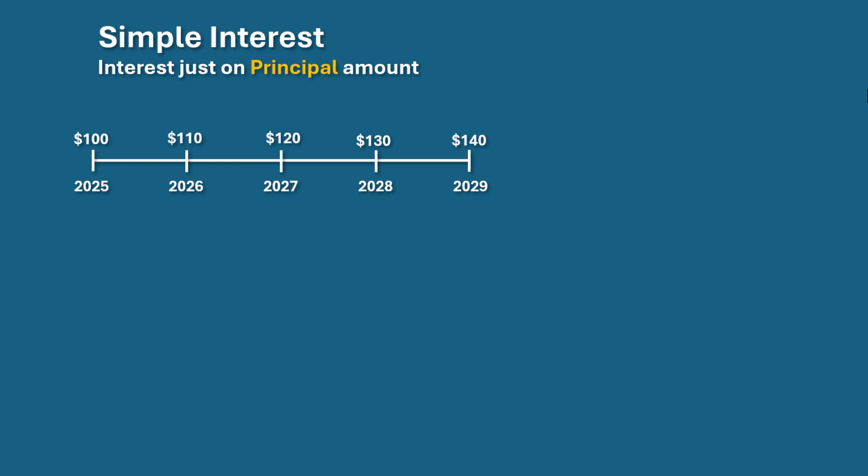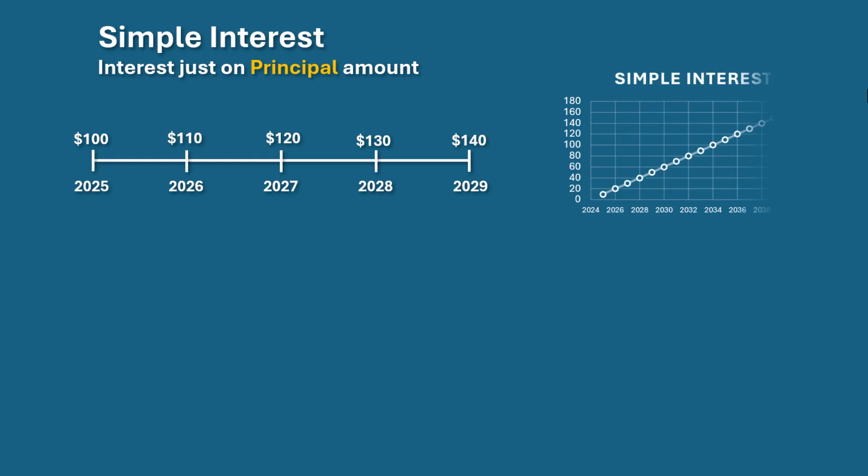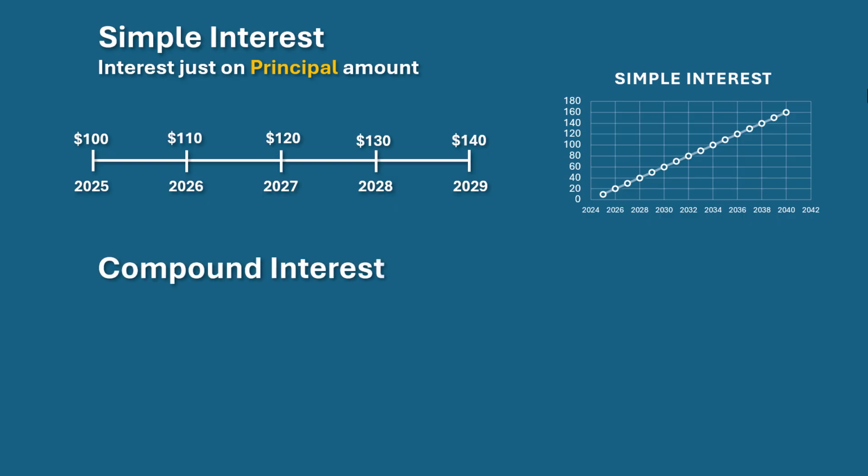In simple interest, the interest is applied only on the principal amount. The graph of simple interest is linear. Now let's understand compound interest. Compound interest can be defined as interest on the principal amount plus interest on the interest from each period. In other words, interest is calculated on the total amount of the previous period.